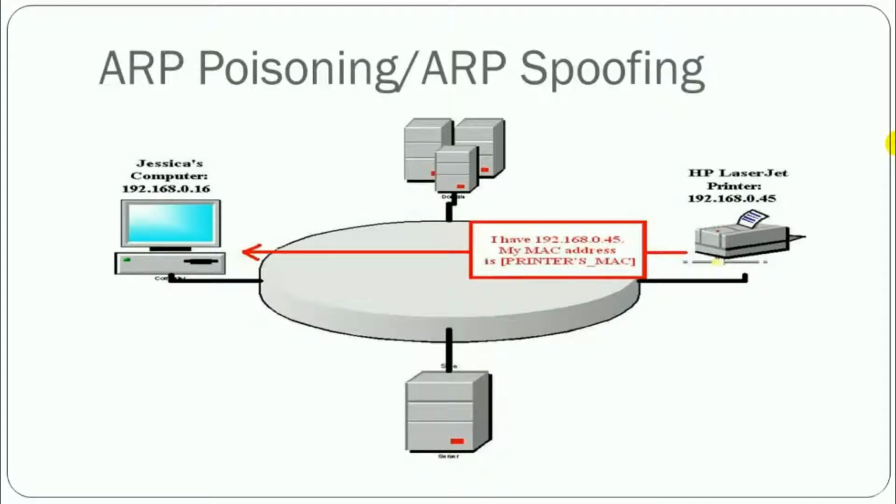The printer recognizes its own IP in the request and sends an ARP reply. Hey, this is my IP address and here is my MAC address, as you can see in this diagram. So now Jessica's computer knows the printer's MAC address. It sends the print job to the connected device, and it also associates the printer's MAC address with the printer's IP address of 192.168.0.45 in its ARP table.